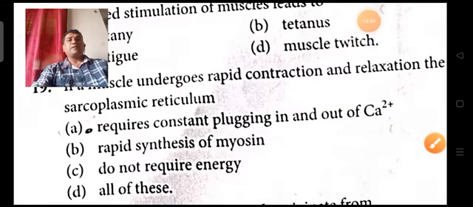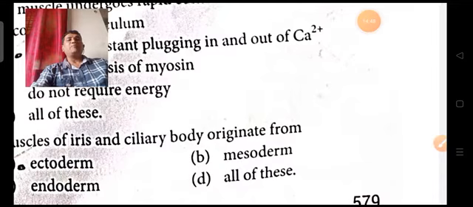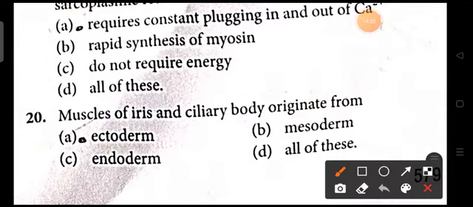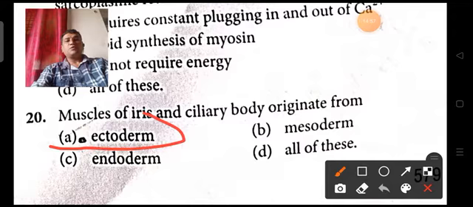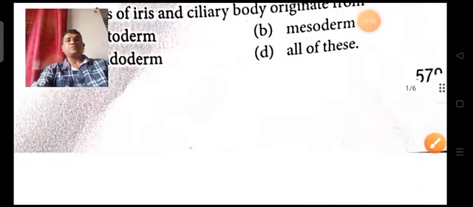Next, muscles, iris, and ciliary body originate from. Already we have discussed that most of the exterior parts of the eye are derived from the ectoderm. So ectoderm is the answer for that question.